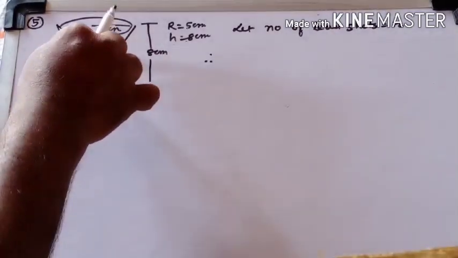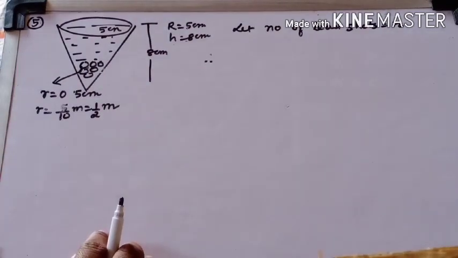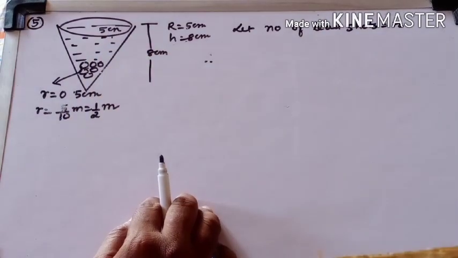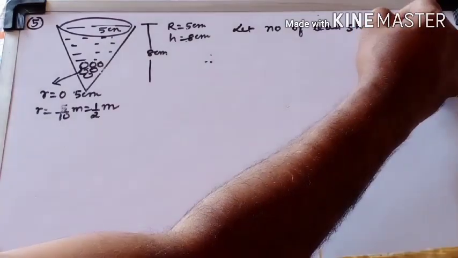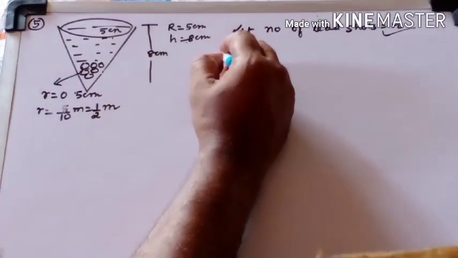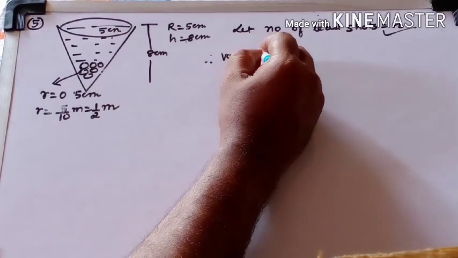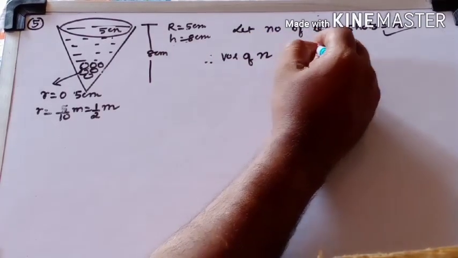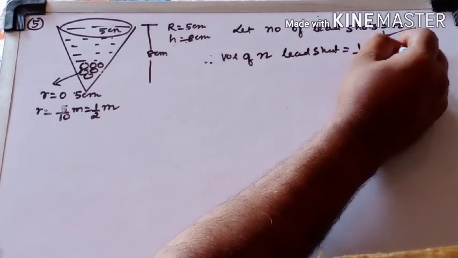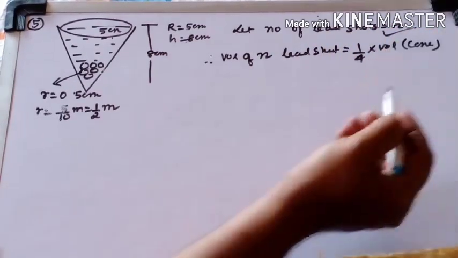Obviously, when lead shots are put inside, some volume of water will come out. So, as per the information provided by the book, when lead shots are inserted inside the cone, then 1/4 the volume of water will be coming out. So we'll first consider that the number of lead shots be n. So volume of n lead shots will be equal to 1 by 4 the volume of the cone, because the cone is containing water.